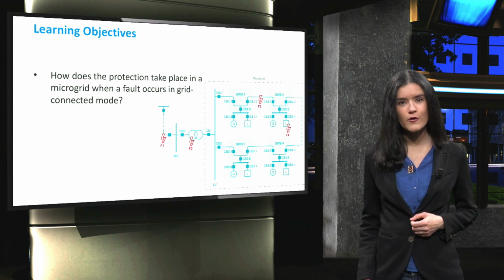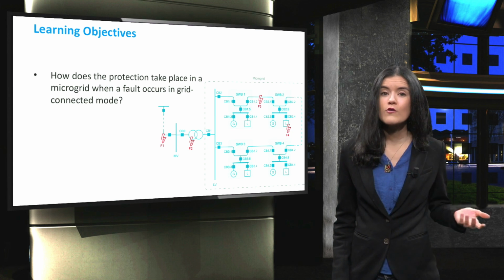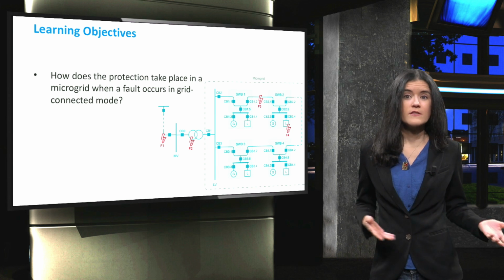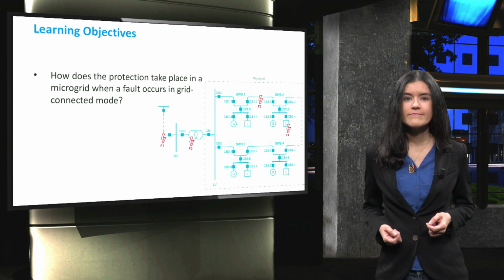In this video, we will take a look at the sequence of actions that takes place in a grid-connected microgrid when a fault takes place at different locations, and we will look at the effect of having distributed generation, such as photovoltaic systems, in the microgrid.